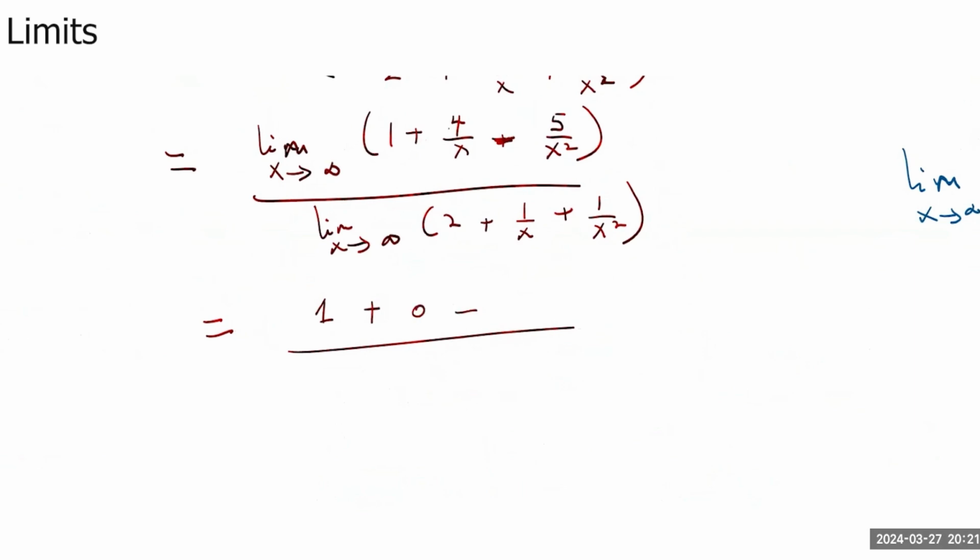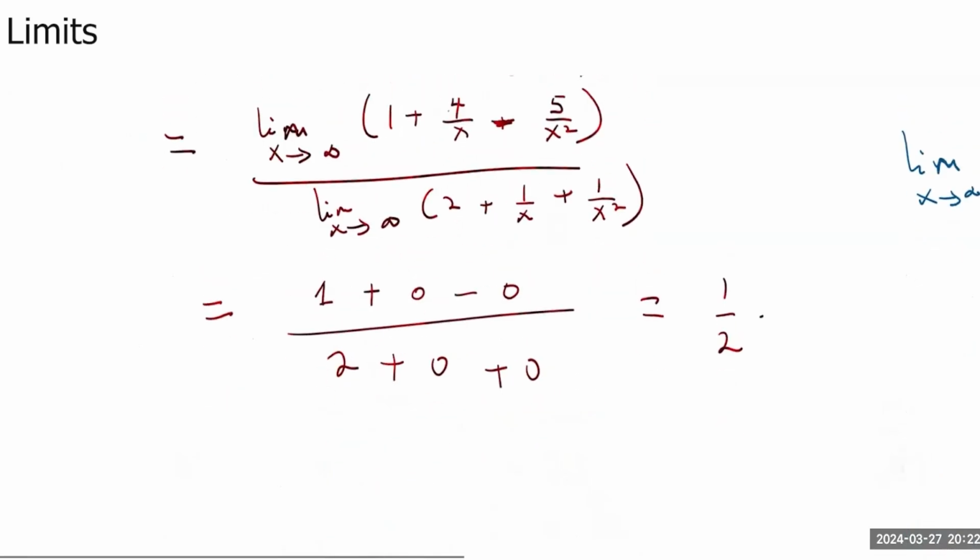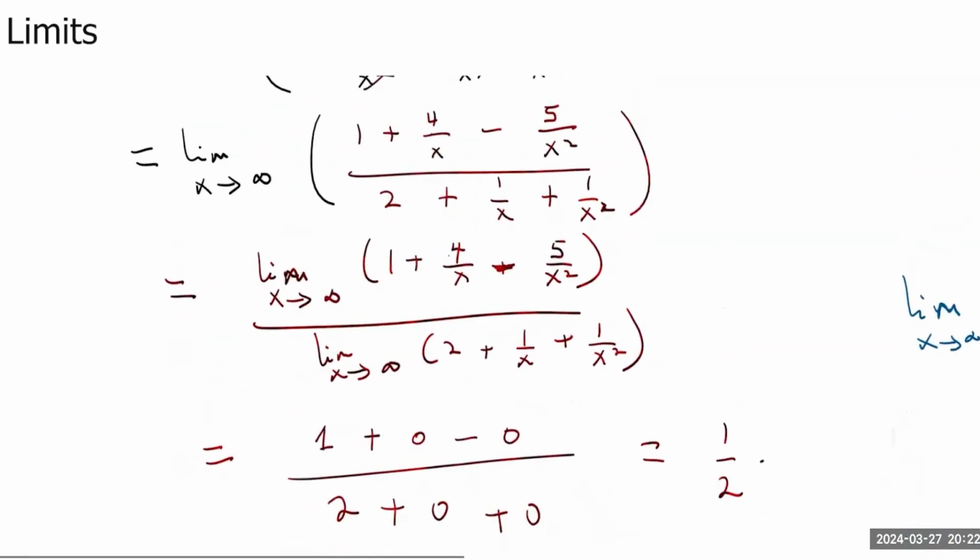Next, 5 divided by x to the power 2. If x is infinity, 5 divided by a very large number will eventually approach what? 0. Good. Let's come to the denominator. What's the limit of a constant? We said that it's the constant, so the limit of 2 is 2. What's the limit of 1 over x? That will eventually approach 0, and the other will also approach 0. So we're going to have 1 over 2. The limit of the rational function as x approaches infinity will be 1/2.